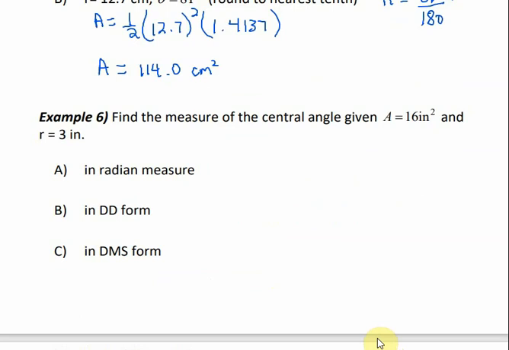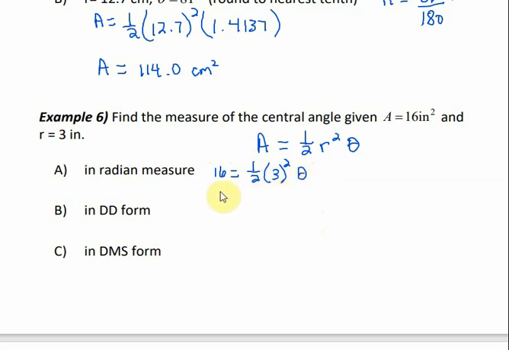All right, now let's find the measure of the central angle given the area and the radius. Okay, so let me just rewrite this formula. A is equal to 1/2 the radius squared times theta. Okay, so we're looking for the angle measure. So they've given us the area, which is 16, is equal to 1/2 3 squared, and we're looking for theta.